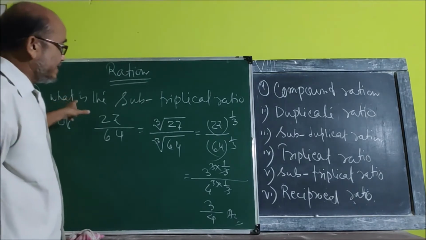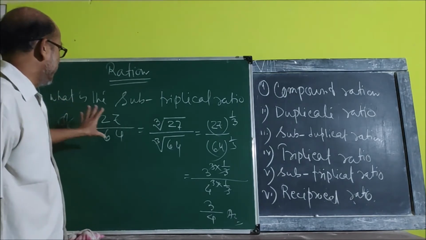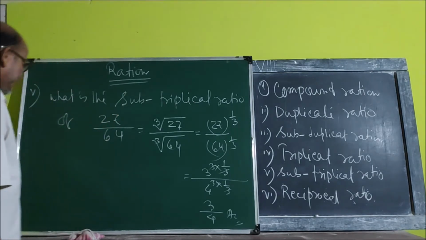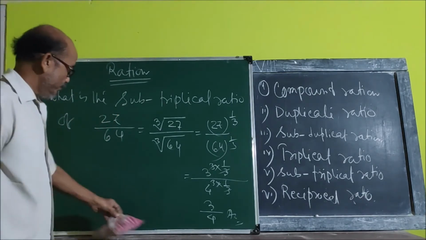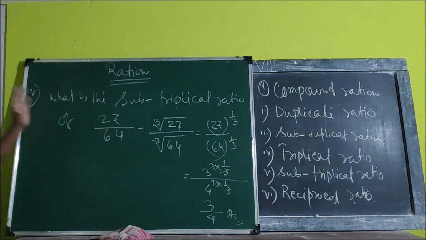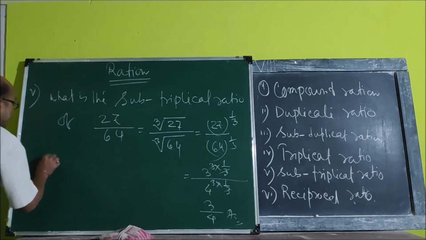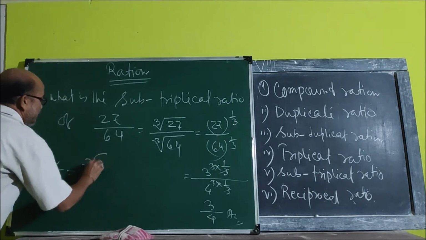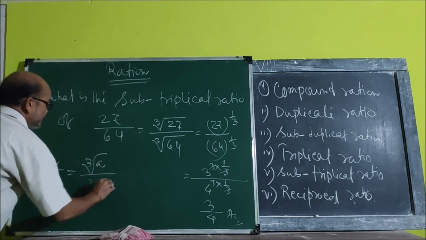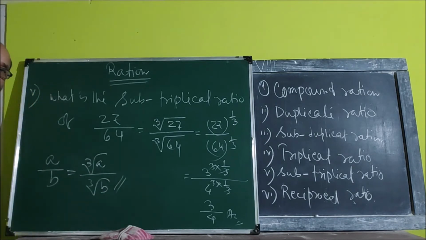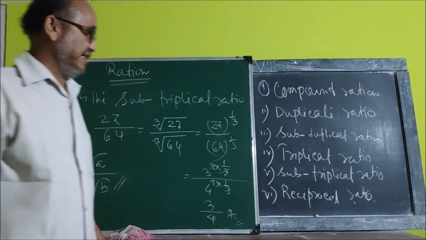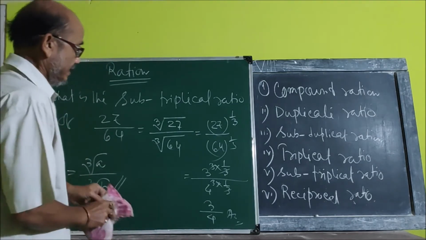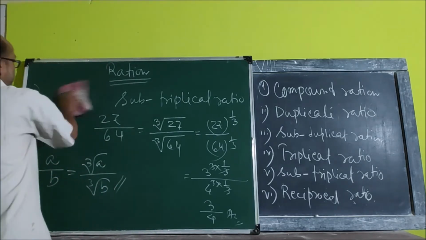Now, the subduplicate ratio is nothing but the cube root of the given ratio. So in letters, if we consider the subduplicate ratio of A by B, it means the cube root of A by the cube root of B. That is the subduplicate ratio.